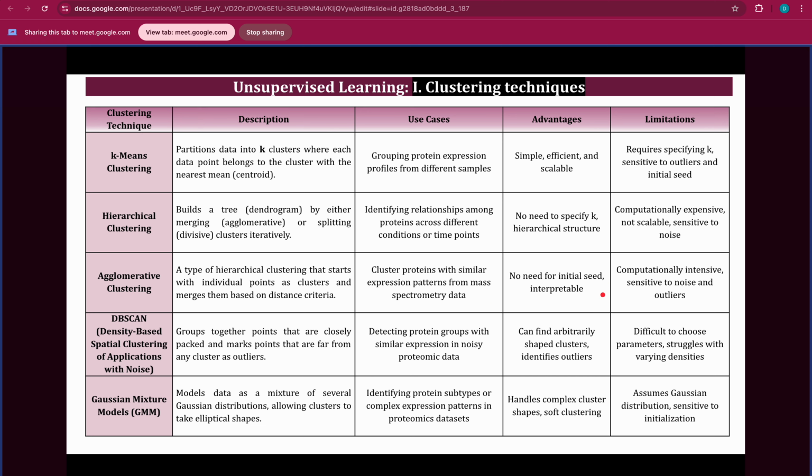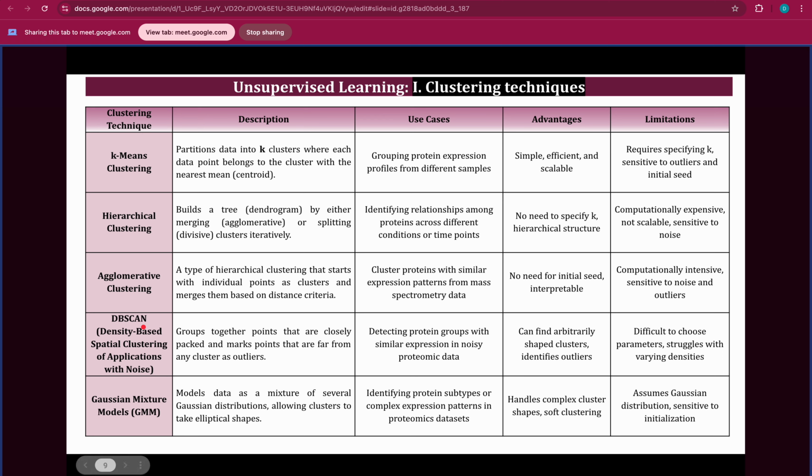Initial seed means you are not deciding how many clusters you want to merge, or how many clusters you want to see in the end, or from where the agglomerative clustering should start. So there is no such need. But as we have seen that hierarchical clustering has certain limitations, similar limitations apply to agglomerative clustering as well, because it is also under hierarchical clustering.